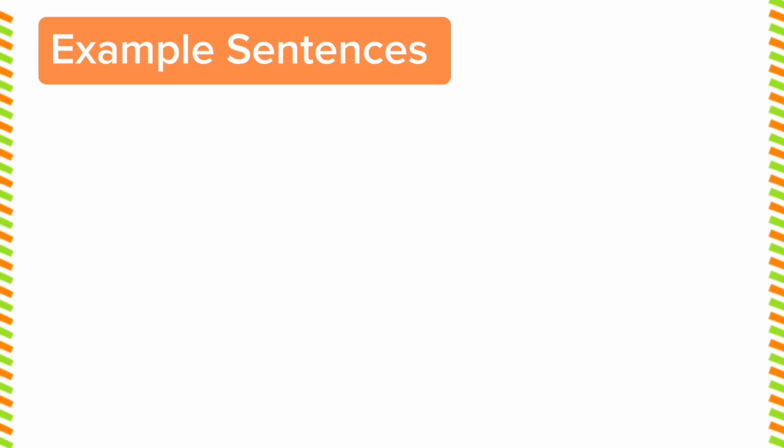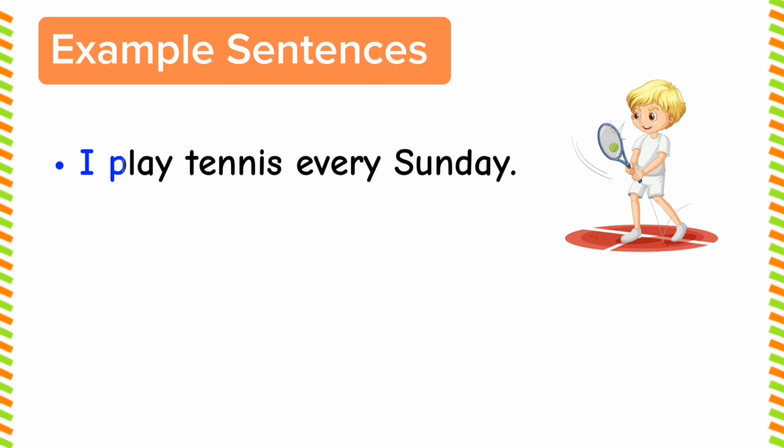Let's learn present indefinite tense with example sentences. I play tennis every Sunday. Here, play is the base form of the verb or first form of verb because it's talking about something that happens regularly. Remember, we use s or es when the subject is third-person singular: he, she, it. I is the subject.